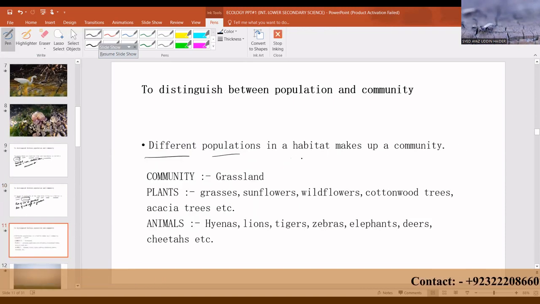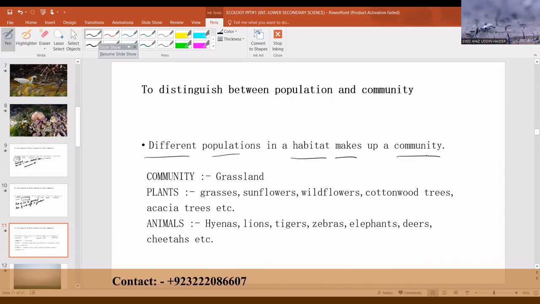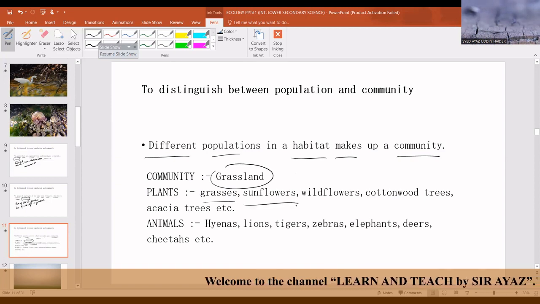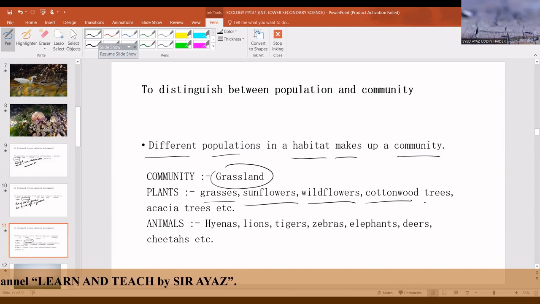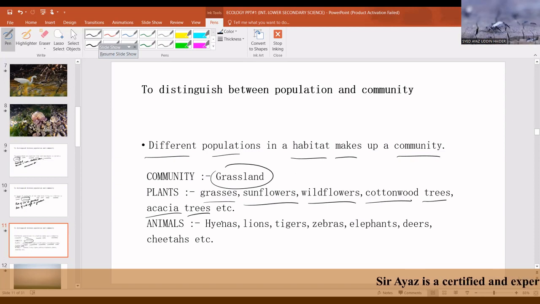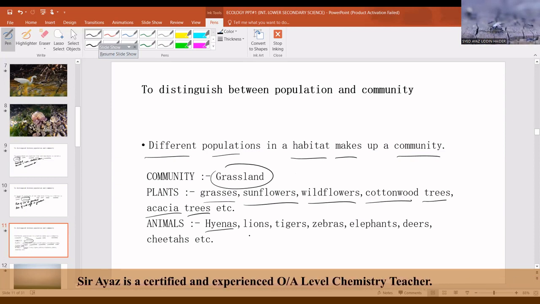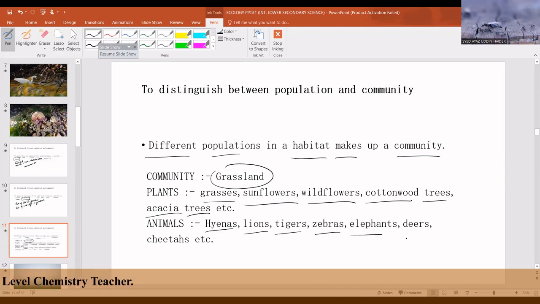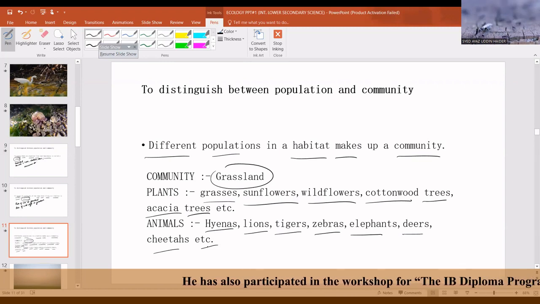Different populations in a habitat make up a community. Remember, a community is produced when you have different populations of different organisms in the same habitat. For example, in the community of grassland, we have plants like grasses, sunflowers, wildflowers, cottonwood trees, acacia trees. These are found in the grassland community. Animals like hyenas, lions, tigers, zebras, elephants, deer, cheetahs, etc. You'll find these animals on grassland.